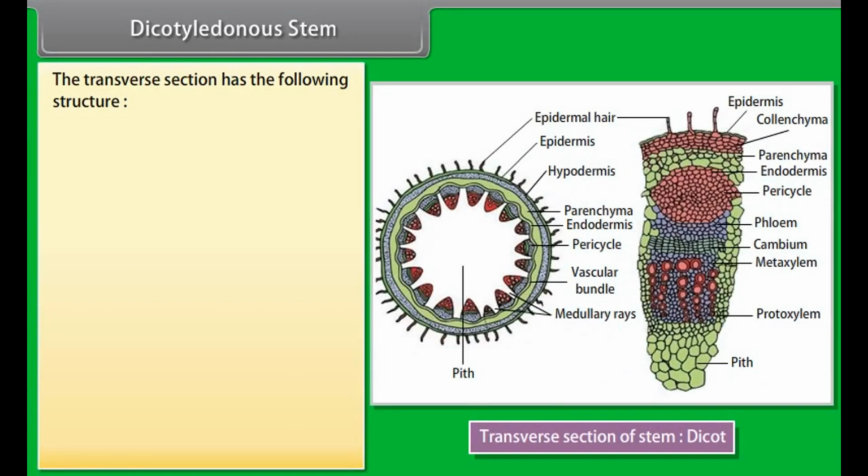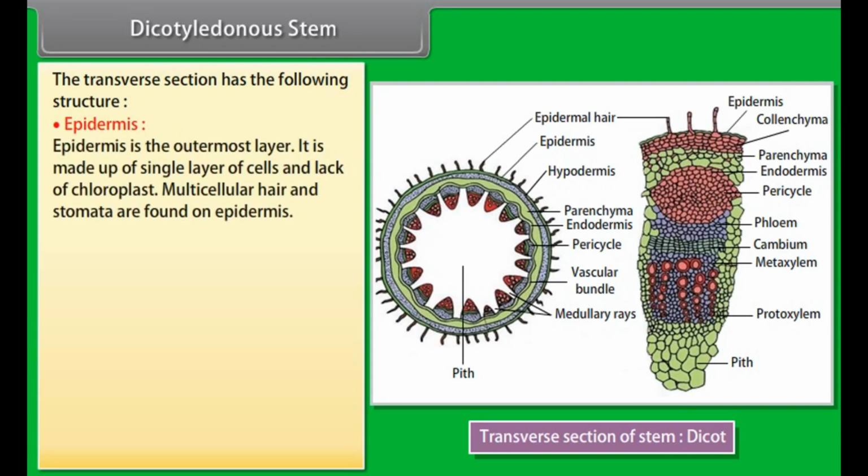Dicotyledonous stem. The transverse section has the following structure. Epidermis. Epidermis is the outermost layer of the stem. It is made up of a single layer of cells and lacks chloroplast. Multicellular hair and stomata are found on the epidermis.